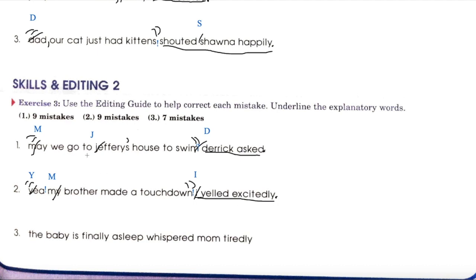Okay, let's count our mistakes. 1, 2, 3, 4, 5, 6, 7, 8, 9. We have them all. Okay, number 3. The baby is finally asleep, whispered Mom tiredly. Let's underline our explanatory words. Let's put in our quotation marks. Let's capitalize the first word.